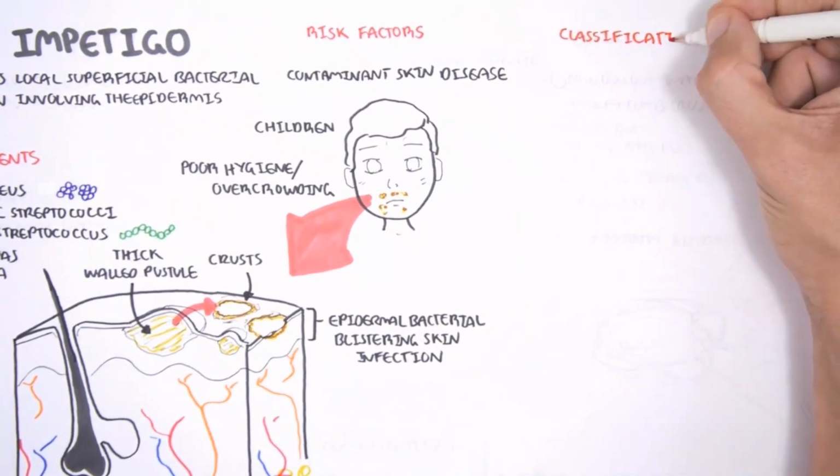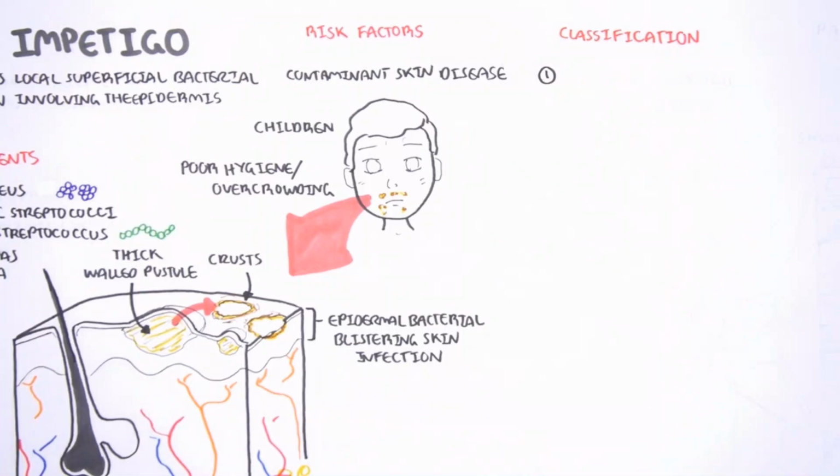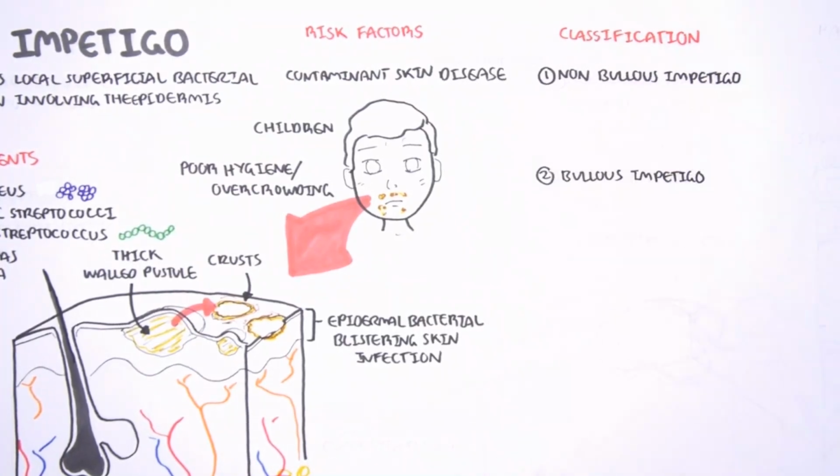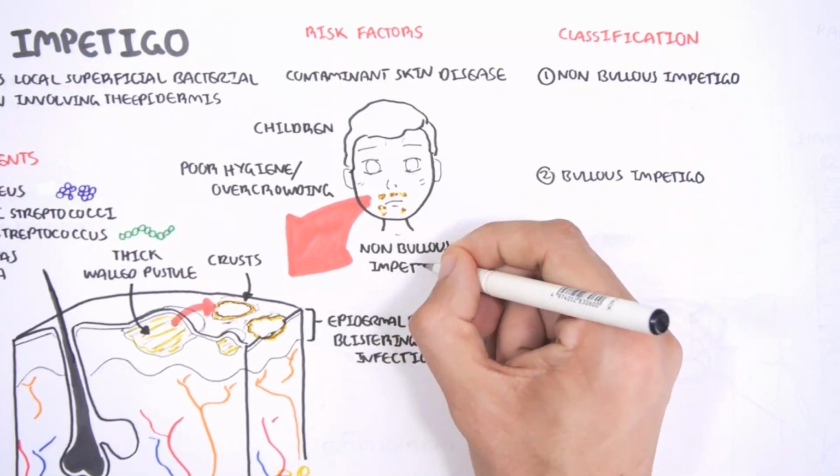Impetigo can be classified into two types. These are non-bullous impetigo and bullous impetigo. And the name says it all. Essentially, the example I gave to you of that child with the crusting lesions, blistering lesions around its mouth is an example of non-bullous impetigo because they involve small blisters.